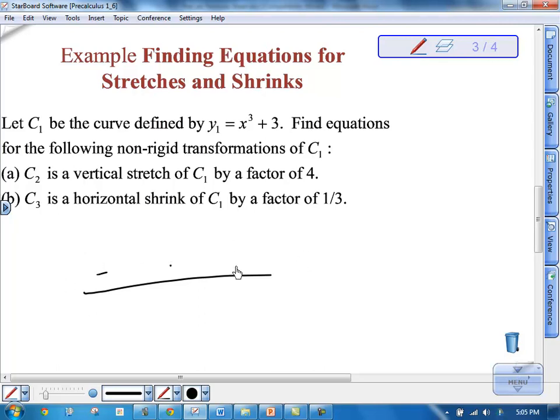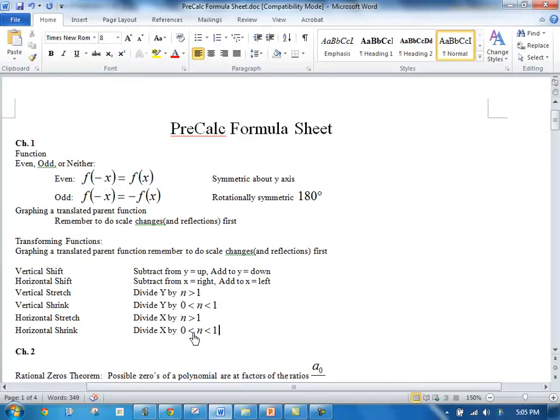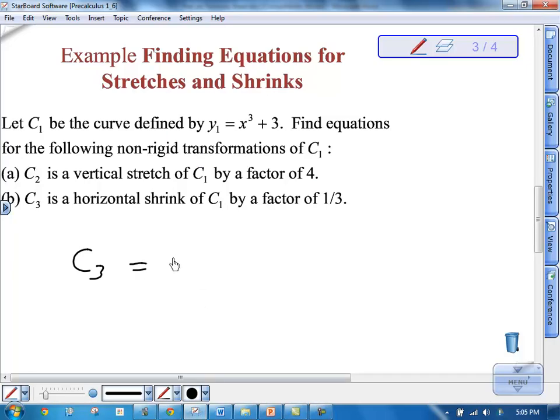And then for b, the next function, C sub 3, is a horizontal shrink by a factor of 1/3. So horizontal shrinks, you divide x by a number between 0 and 1. So we're going to divide x by 1/3. So it's going to be x divided by 1/3. Divided by 1/3 is the same as multiplying by 3, though. So we can write that as 3x plus 3 cubed.